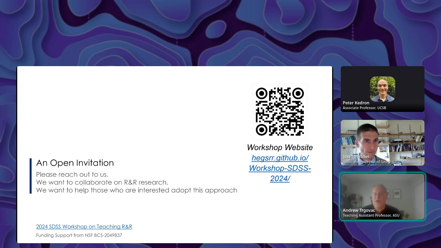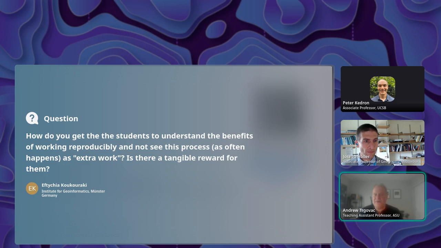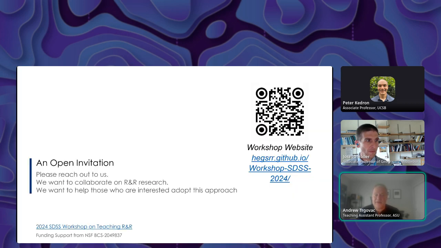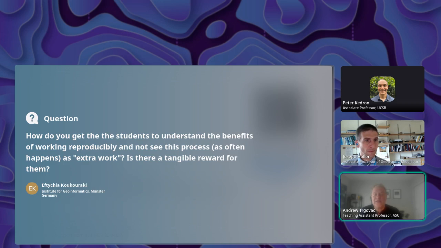And the question is, how do you get students to understand the benefits of working reproducibly and not see this process, as often happens, as extra work? Is there a tangible reward for them?